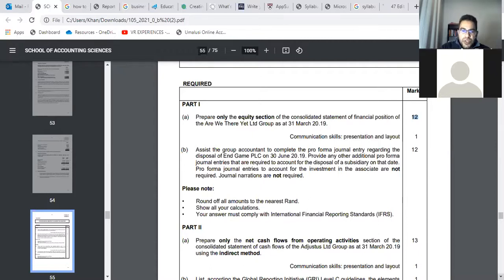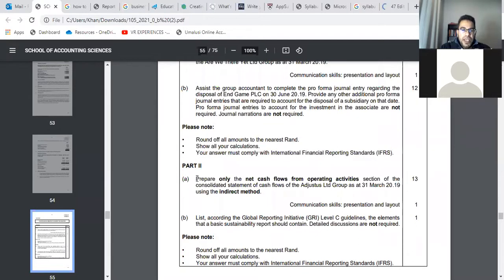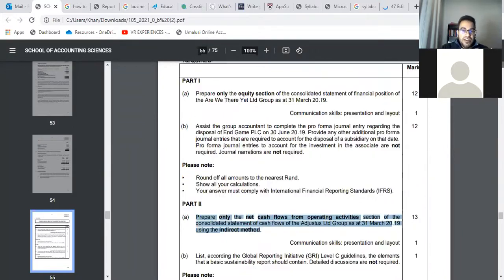I just want to show you this quickly. Here you can see they say, prepare only the net cash flows from operating activities section of the consolidated statement of cash flows as at 31 March 2019 using the indirect method. They're giving you a lot of information, but all of that information is not necessarily relevant to calculating net operating activities. So when you look at that, you must know what is applicable to net operating activities.